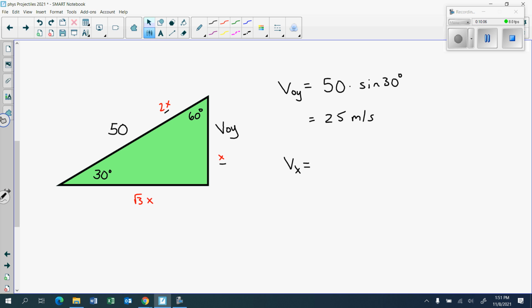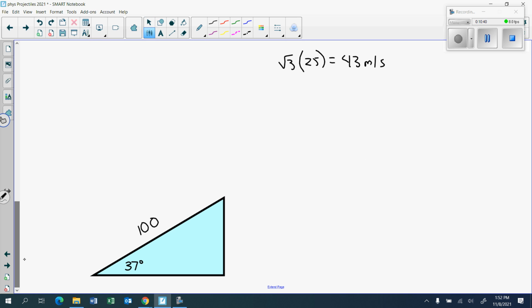Vx is going to be equal to 50 times the cosine of 30 degrees. And so doing that, 50 times cosine 30, and we get 43.3. I'm going to call that 43 meters per second. It just so happens that if I take the square root of 3 and multiply that by 25, I get the same exact answer. It's not close, it's exact.